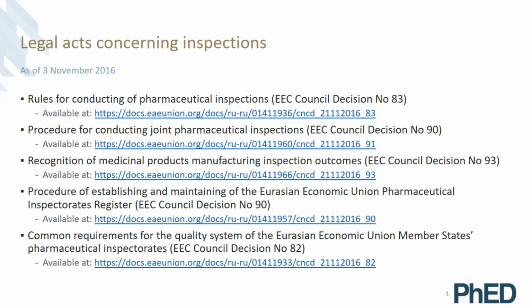Other important legal acts adopted on the 3rd of November 2016 include documents on GXP inspections, namely, the rules for conducting of pharmaceutical inspections, the procedure for conducting joint pharmaceutical inspections, the recognition of medicinal products manufacturing inspection outcomes, the procedure for establishing and maintaining of the Eurasian Economic Union Pharmaceutical Inspectorates Register, and the common requirements for the quality system of the Eurasian Economic Union member states' pharmaceutical inspectorates.